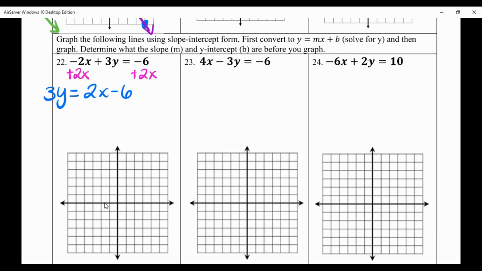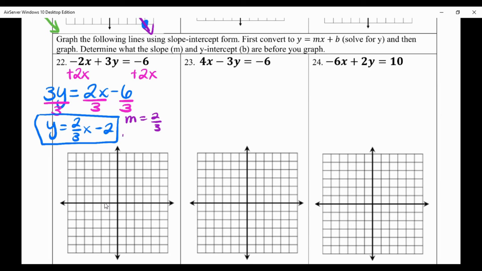Now we want to divide each term by 3 to solve for y. So I get y equals 2/3 x minus 2. In this equation, the slope is 2 over 3, and the y-intercept is at -2, which is going to be at the point (0, -2).